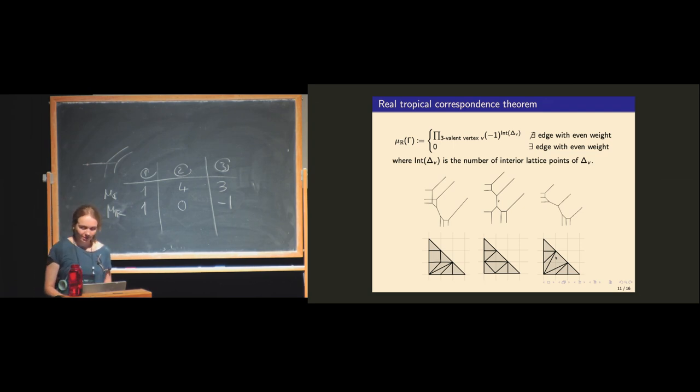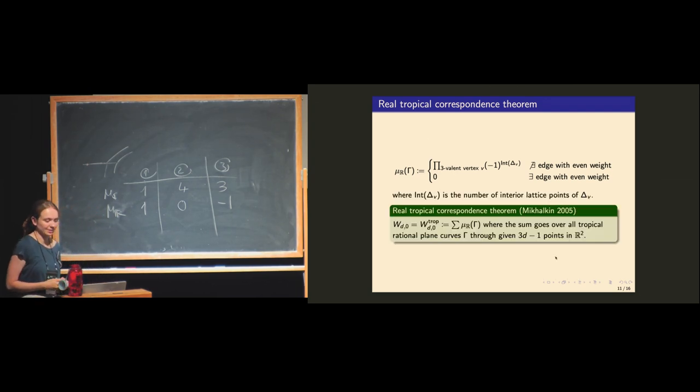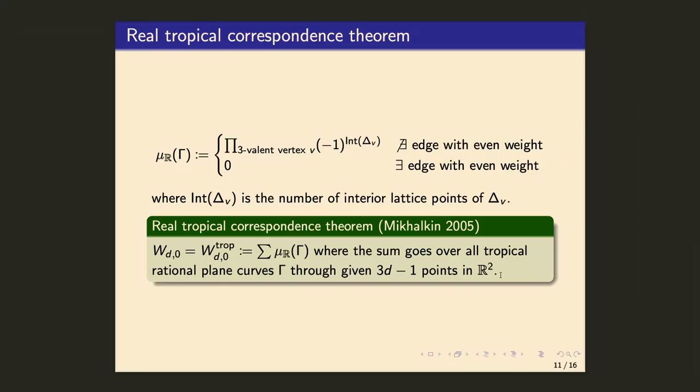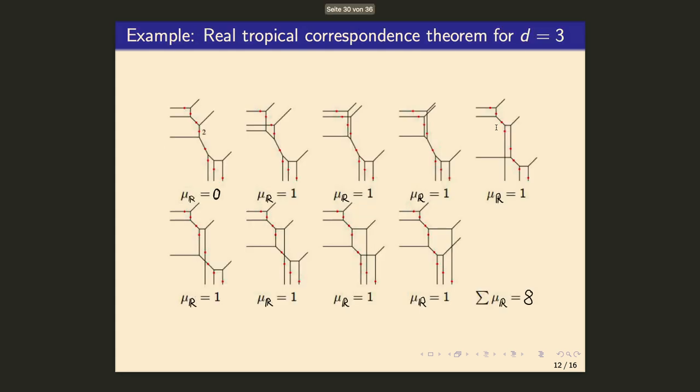So, and now, again, this real tropical correspondence theorem by Mikhalkin tells me that if I want to count real curves with a sign through 3d minus 1 real points, so here we don't have any complex conjugate points, so here we have a 0 for the N2, then this can be computed tropically as this weighted sum over all the tropical rational plane curves through 3d minus 1 points in R2. So in particular, we sum up over the exact same tropical curves here.